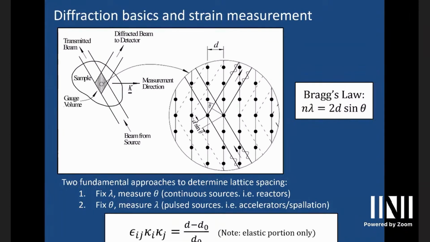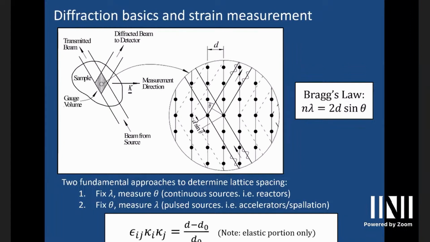And from our point of view of being interested in strain, any strain that you see in an object is going to change the lattice spacing. It's quite straightforward. You just measure a relative change in that spacing, d minus d naught over d naught, and that gives you strain. In particular, that's telling us the component of strain that's normal to the lattice planes. So essentially, through different approaches, we pick out one component of strain at a time: the normal component in the measurement direction, which is the direction that bisects the incoming and diffracted beam.